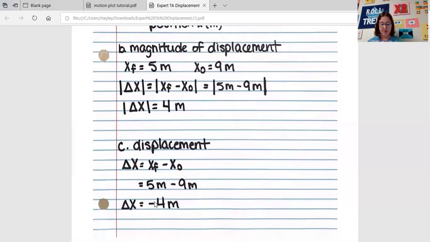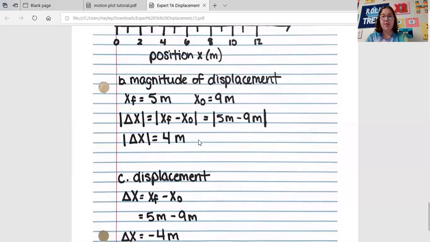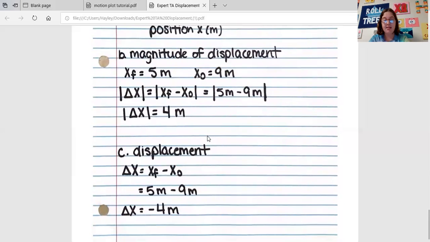Some things to remember when you're solving this problem is that you need to remember the absolute value and the magnitude of displacement. That's something that is a common mistake, is forgetting that, because the direction doesn't matter, so the absolute value is necessary. When you see this word magnitude, you're going to be needing an absolute value.